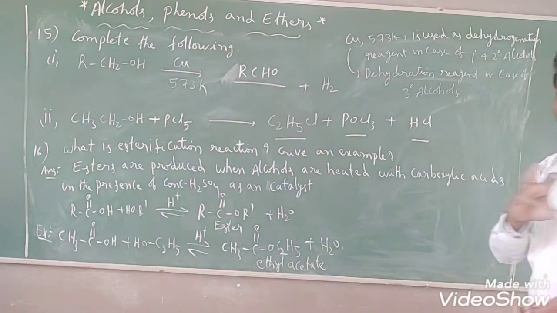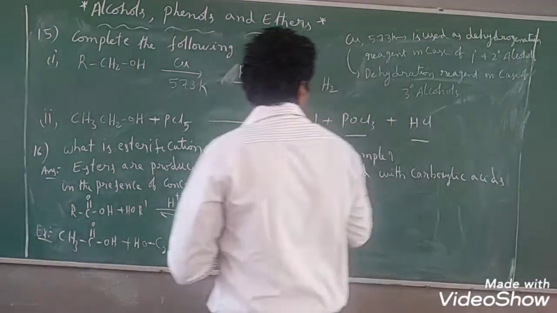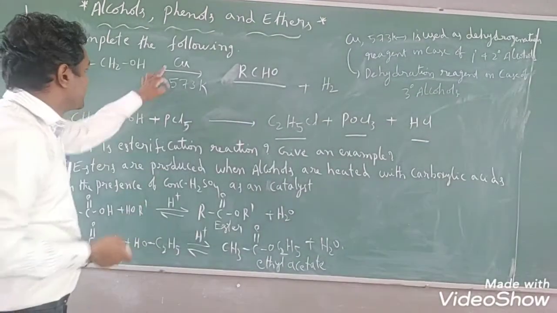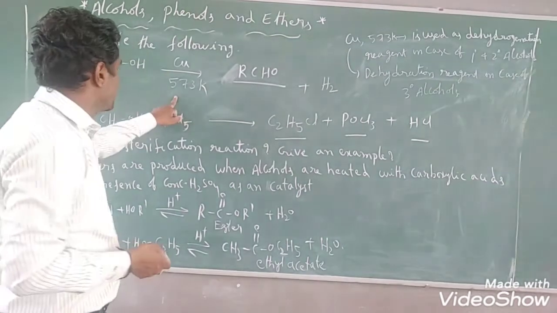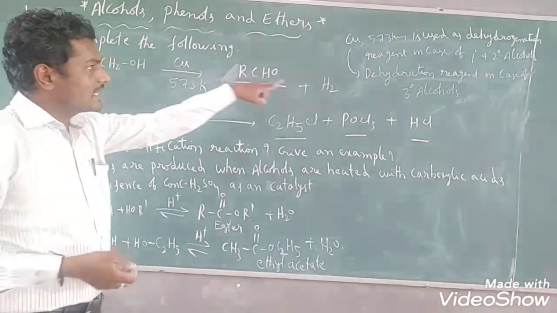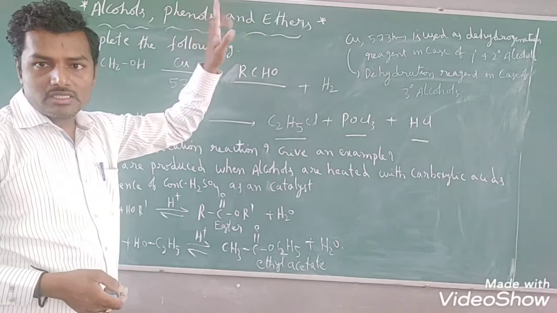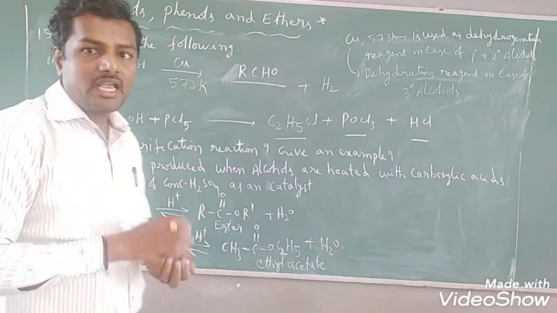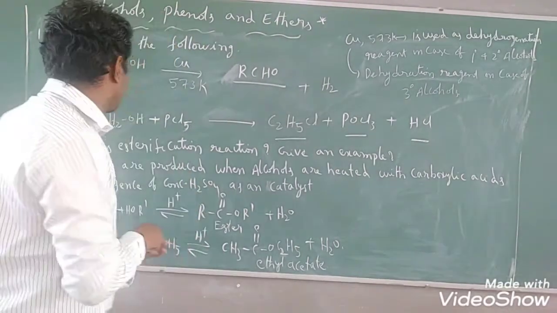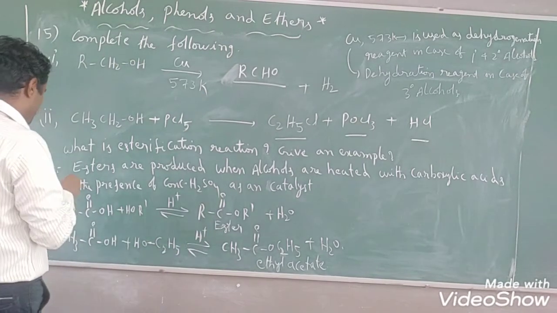Tertiary alcohols, why it is so, I am going to explain to you. Let us see here: copper at 573 Kelvin. In case of primary and secondary alcohols, it is used for what? Dehydrogenation. Dehydrogenation means removal of H2. How will the removal of H2 take place?